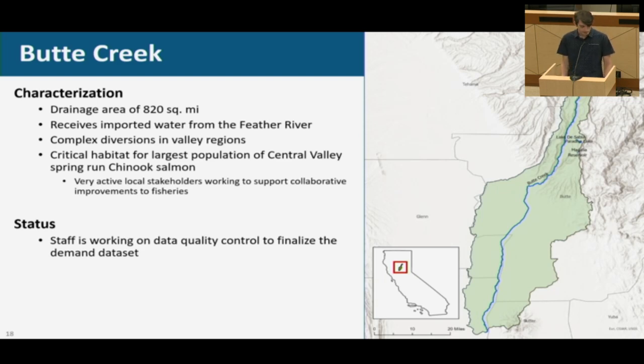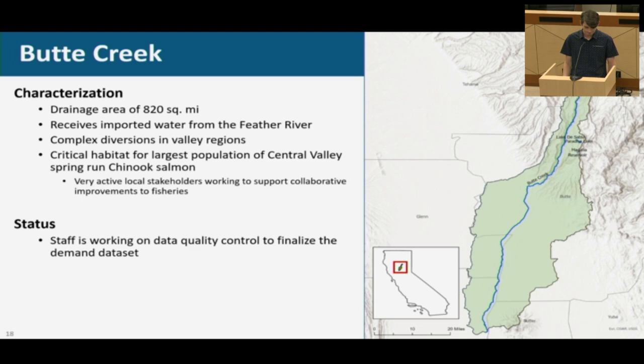For our Butte Creek watershed, that is characterized by having complex diversions in the valley regions and imported water from the Feather River for use for hydroelectric power by PG&E. There is little diversion information available outside of the upper reaches of the watershed, and modeling this area and gaining a greater understanding of how much and where water is going will better inform planning and decision-making during times of water shortage.